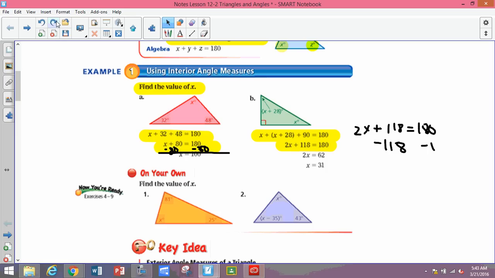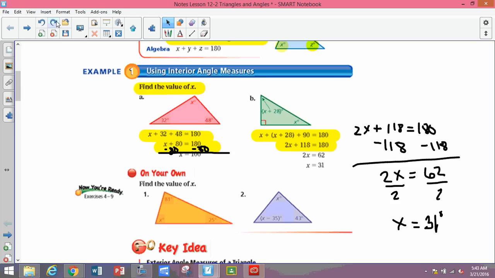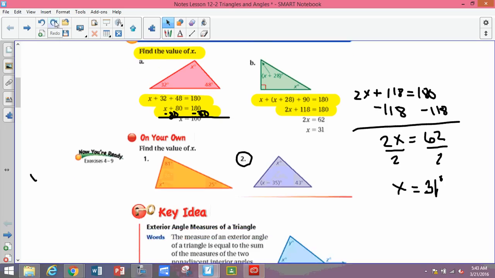Now I'm going to start writing this because your book doesn't always show all of the steps, and I need you to show all of the steps. So you then would subtract 118 from both sides, and you get 2x equals 62. You then divide both sides by 2, and you end up with x equaling 31 degrees. And actually, right here is a degree. So what I'd like you to do is pause your computer and do number 2. And then when you're done, come back.